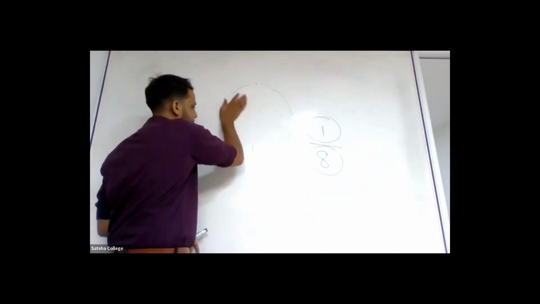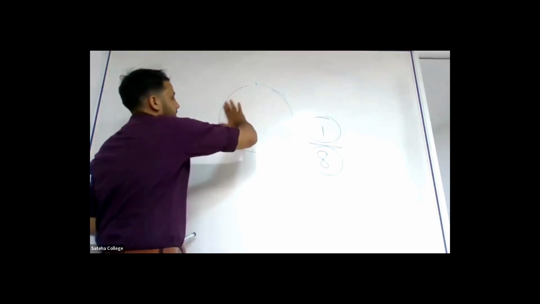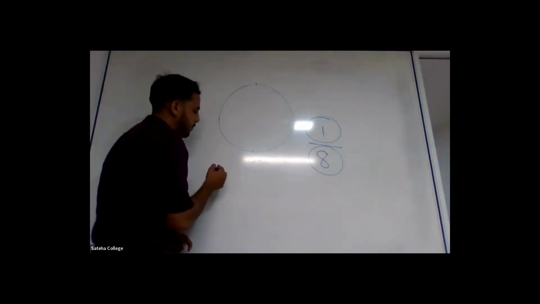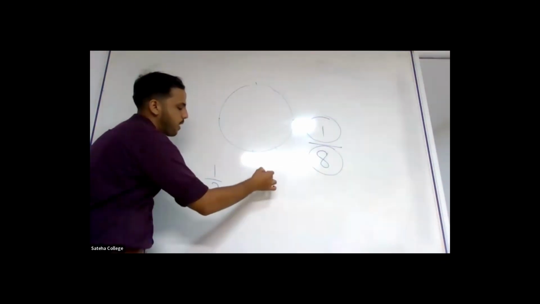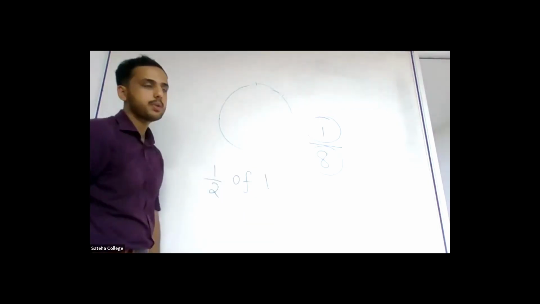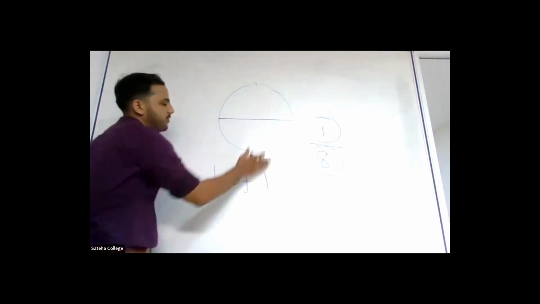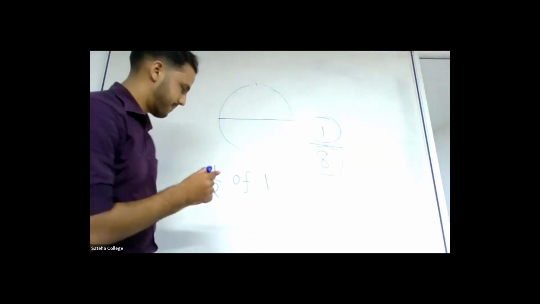Let's say I have a cake here, a circle. If I want half of the circle, I have one whole unit, which I'll take as 1. Half of 1: you will cut the cake into half, and one part of it will represent half of the cake. Is that clear, everyone?